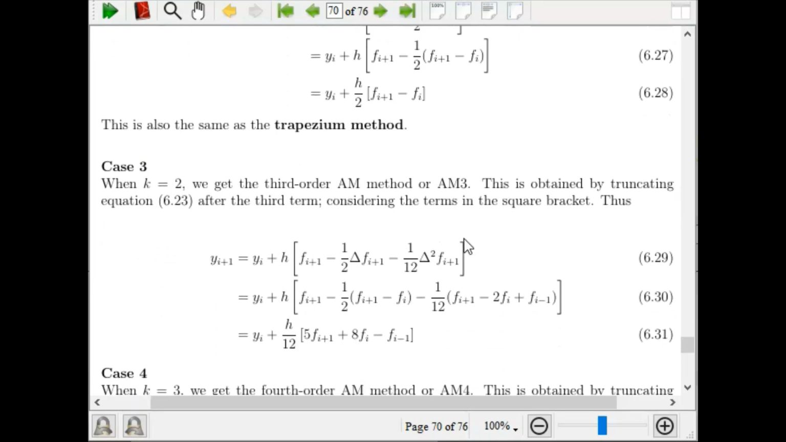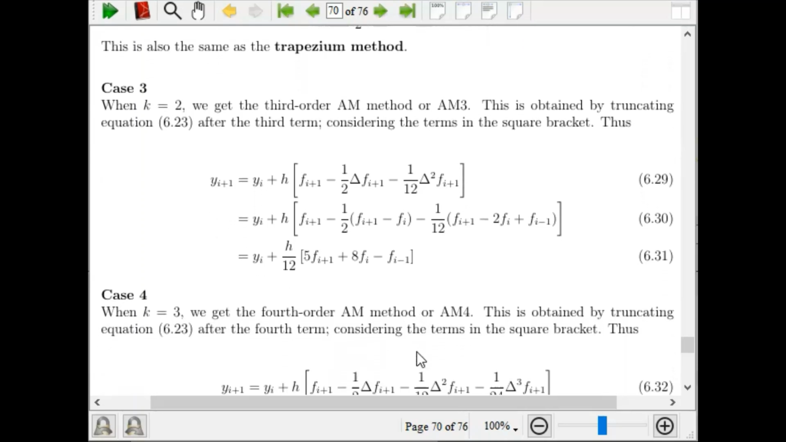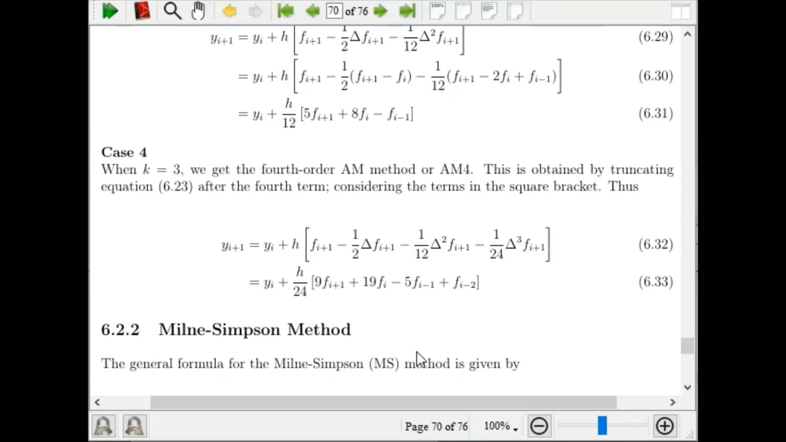We can move on to the next truncation. We simplify, and we have this. You can take time to expand, but that is what we are getting. We move on again. Usually we end at the fourth order, the AM4. So when we truncate here, we simplify, and this is the fourth order Adams-Moulton method.